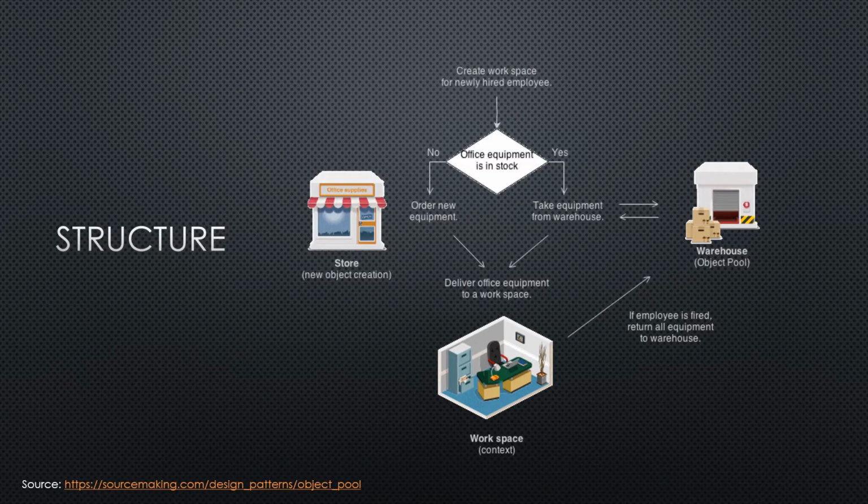Object pool pattern is similar to an office warehouse. When a new employee is hired, the office manager has to prepare a workspace for him. She figures whether or not there is spare equipment in the office warehouse. If so, she uses it. If not, she places an order to purchase new equipment from a store. In case an employee is fired or simply leaves the company, his equipment is moved to the warehouse, where it could be taken when a new workplace is needed, when an employee is hired.